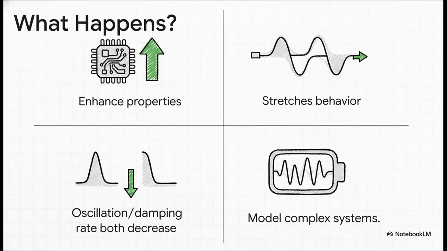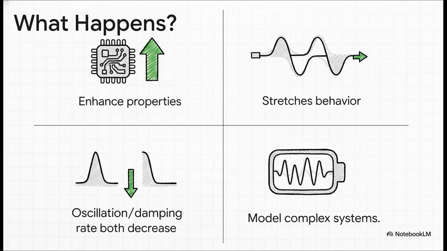So here's what the researchers found. First, we already know the fractal components are just flat out more efficient. But when you add fractal time into the mix, the entire behavior of the circuit gets sort of stretched out. The natural oscillations slow down, and the rate at which energy is lost also slows down. Now, this gives us an incredibly powerful new tool.